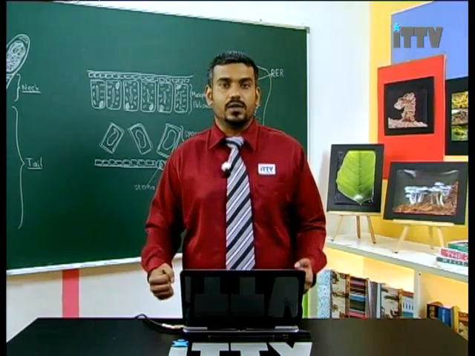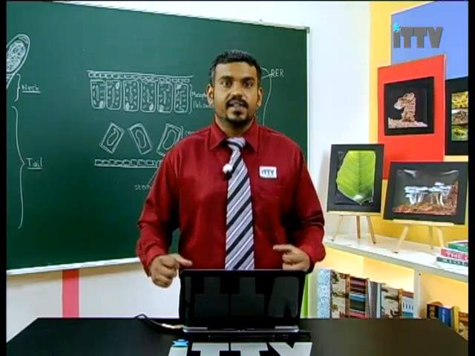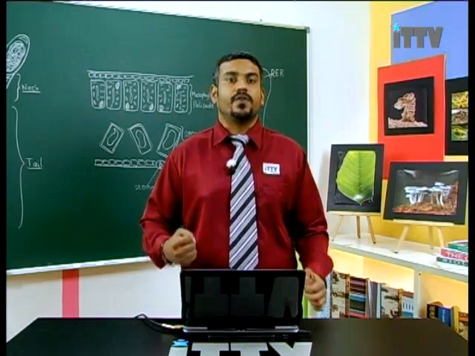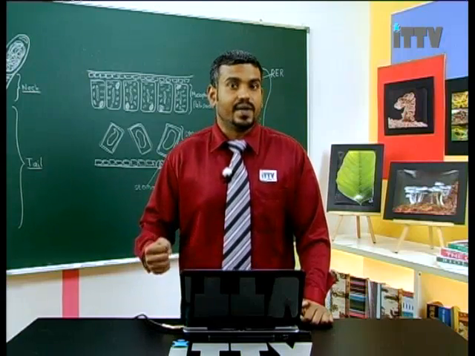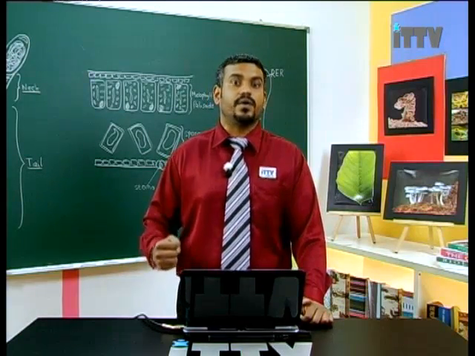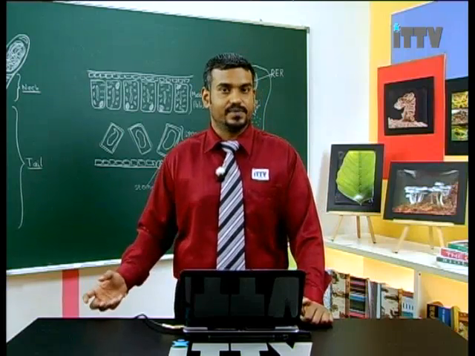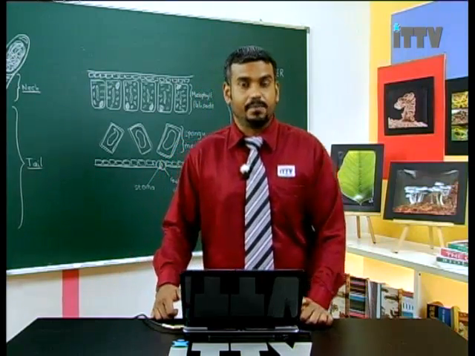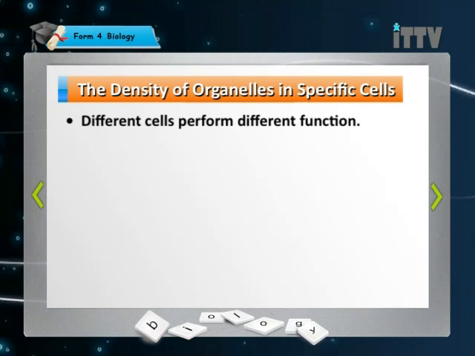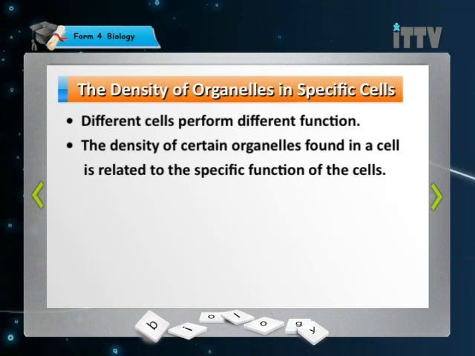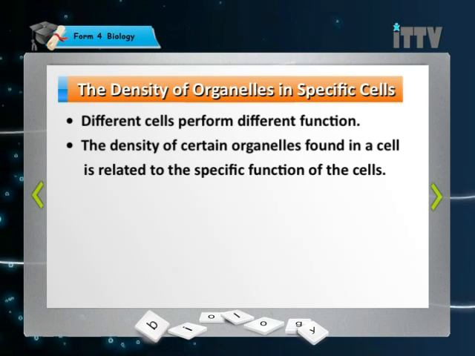So now we want to take a look at how certain parts of our body and certain cells have adapted specifically to cater for their own function. Because of their special function, we can see that certain organelles will be found in high densities, in other words, more than in other cells. Let's take a look at a few examples. As different cells perform different functions, the density of certain organelles found in the cell is related to the specific function of the cell itself.